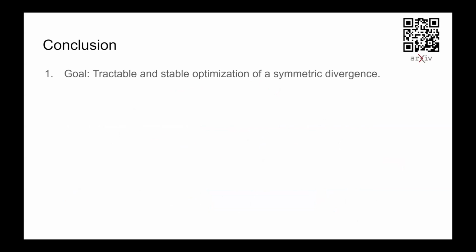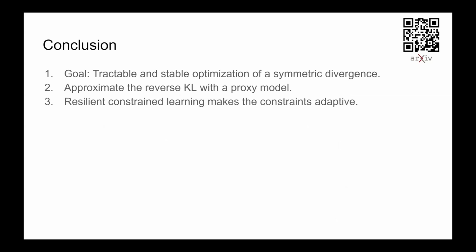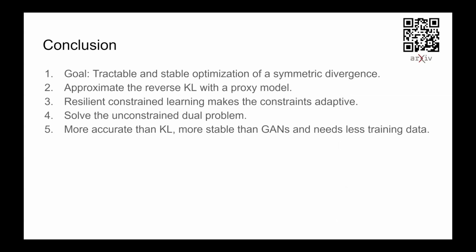And I don't think I have much time, so I'll have to conclude here. So our goal was to find tractable and stable optimization of asymmetric divergence. So we used the Jeffreys divergence and approximated the reverse KL with a proxy model. We then used resilient constraint optimization to make the constraints adaptive, and finally solved the dual unconstrained problem. And the results gave us a framework that is more accurate than just KL, more stable than GANs, and needs fewer training samples.